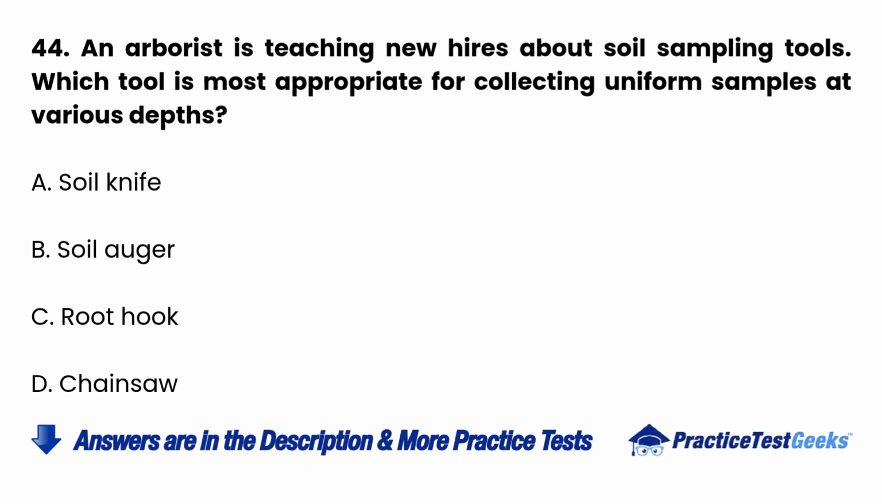44. An arborist is teaching new hires about soil sampling tools. Which tool is most appropriate for collecting uniform samples at various depths? A. Soil knife. B. Soil auger. C. Root hook. D. Chainsaw.